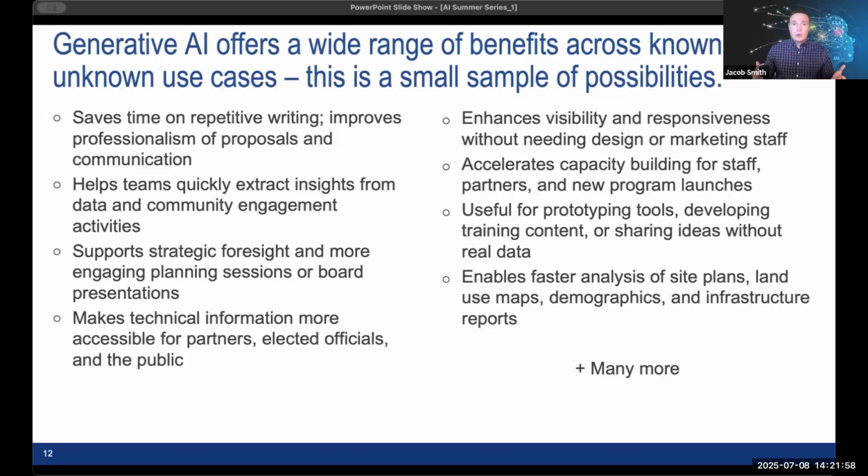It actually can improve quality in some cases if you have enough good examples to feed to a model, to help improve professionalism and help support clear communication to different stakeholders. It can support strategic foresighting and brainstorming activities. It can make information more accessible for partners, the public, elected officials. It can enhance visibility and responsiveness because it's able to do such a good job of generating content without having a specific expert that uses a very complex set of tools in order to do those types of activities.